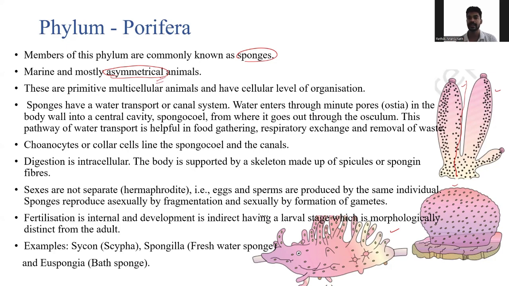They are obviously multicellular animals, primitive multicellular, meaning they are not highly evolved, but they consist of many cells that coordinate and perform functions. What kind of organization do they have? They have a cellular level of organization, not tissue, not organ, where cells perform specific functions.